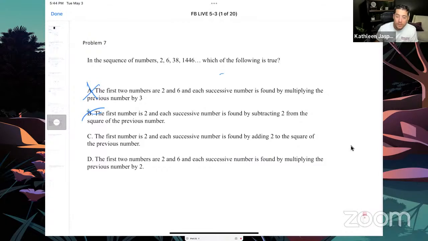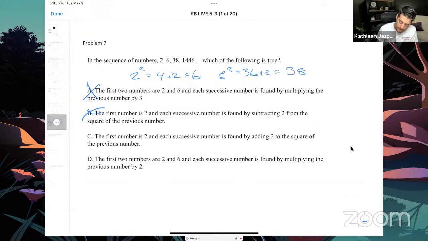Okay, what's the next one? We have the first number is 2, and each successive number is found by adding 2 to the square of the previous number. So when we do that, I've got 6 here. So that means it's 2 squared, which is 4, plus 2, which equals 6. Okay, that works. And then the next one is 38. So I do 6 squared, which is 36, plus 2, which is 38.